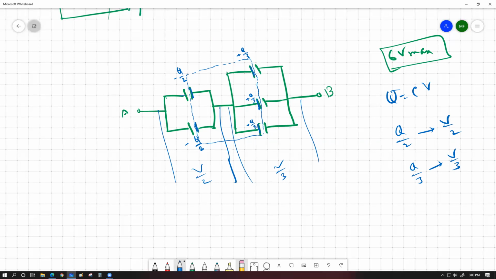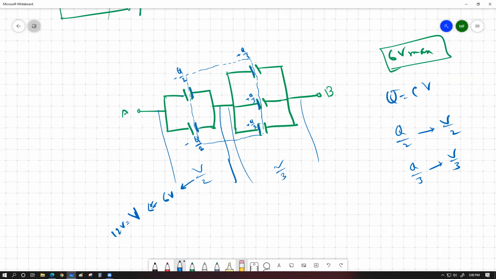So maximum voltage should be applied to the bigger segment. So this much should be 6 volt. Now try to think about it. If V by 2 has to be 6 volt, then V should be how much? V becomes 12 volt, right? I'm actually writing on the left side, I mean the opposite way, because I was starting to do it that way.